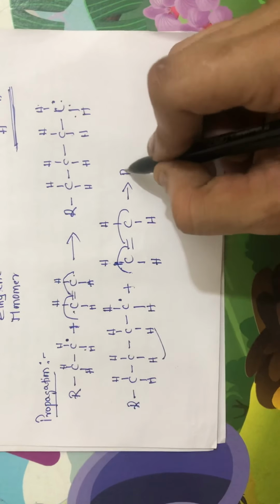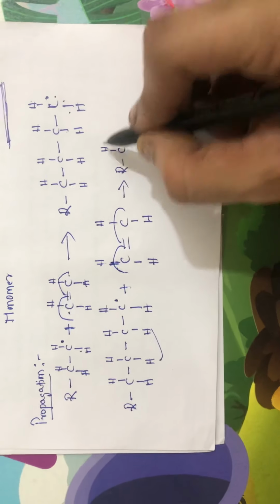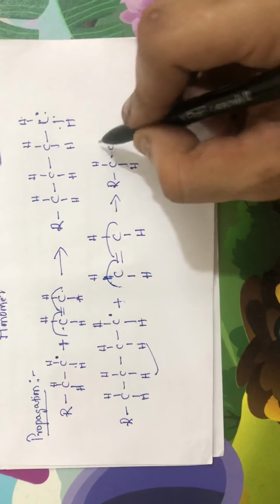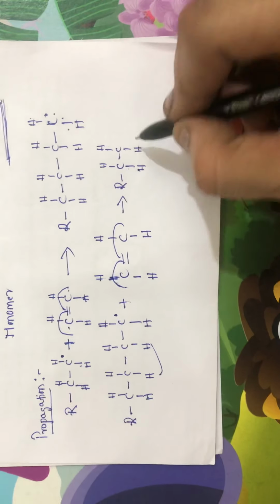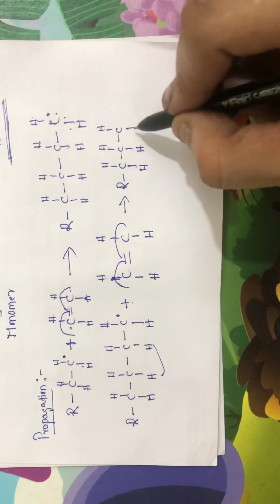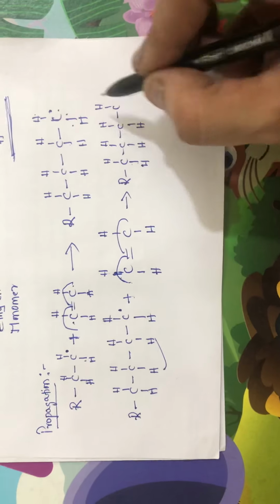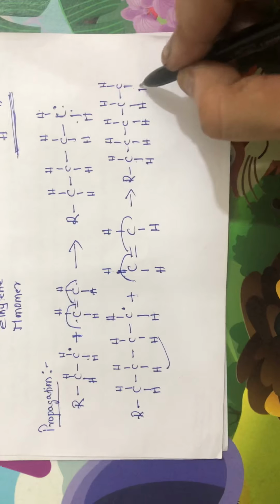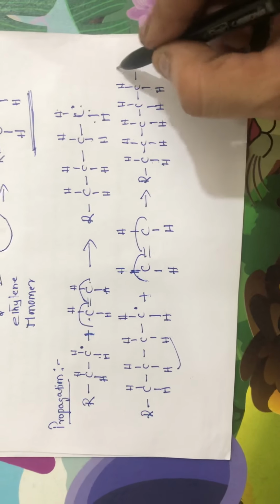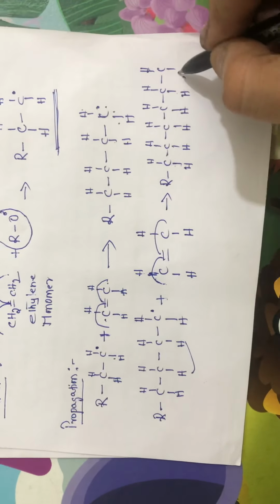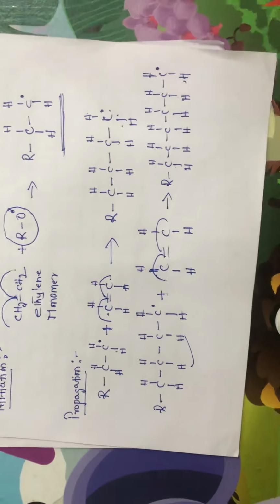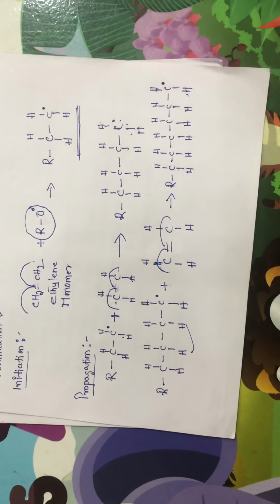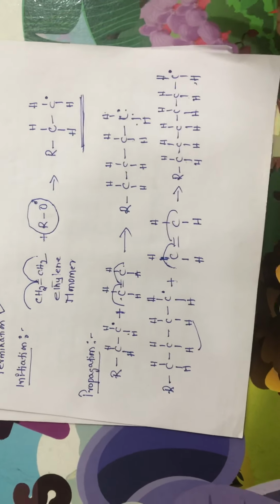Then what happens is R CH2 CH2 CH2 CH2 CH2 CH2. Here the free radical shifted onto the carbon of the last coming monomeric unit.